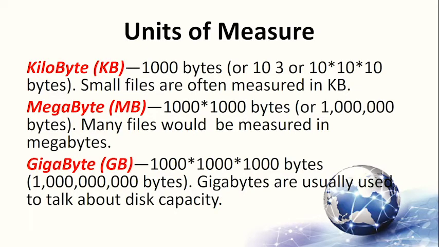Small files are often measured in KB. Megabytes, or MB: many files would be measured in megabytes. For example, your MP3s are measured in megabytes. Gigabyte, or GB: gigabytes are usually used to talk about disk capacity. Most of the movies today have gigabyte sizes.